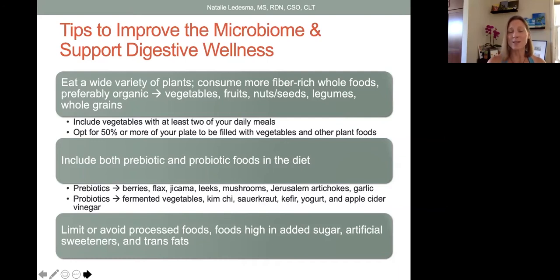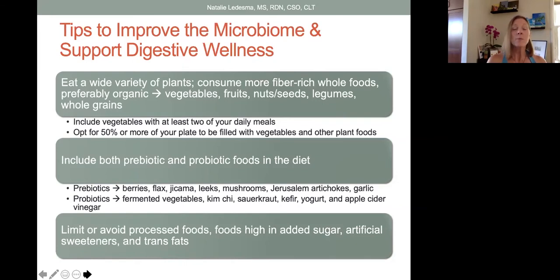Although fruits are still excellent sources of antioxidants, and provide us a great amount of other phytochemicals, we want to make sure we have vegetables with at least 2 of your meals, maybe all 3 of them, but definitely at least 2 of them. And I don't mean a slice of tomato on the sandwich or the big cheeseburger.